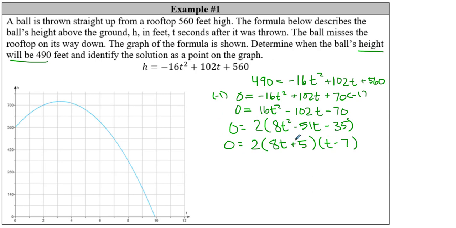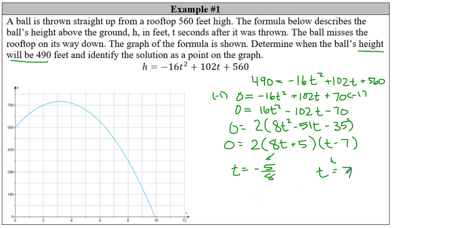All right, welcome back. So I went ahead and factored that, and I got 8t plus 5 times t minus 7. Remember, that 2 is just sitting there on the outside. We don't really have to worry about that. So now we want to use our zero product rule. Remember, we are trying to find the value of our zeros. Our zeros are our x-intercepts. Okay, so let's go ahead and figure this out. So this first one, this is going to be t is equal to negative 5 over 8. And then this one is going to be t is equal to 7.